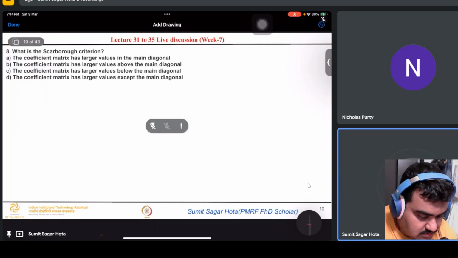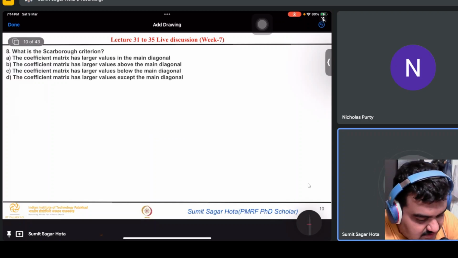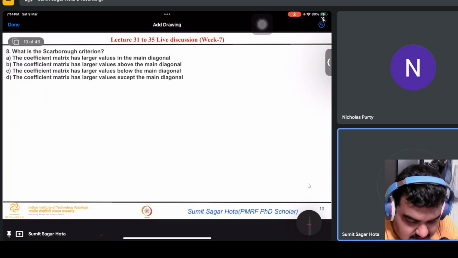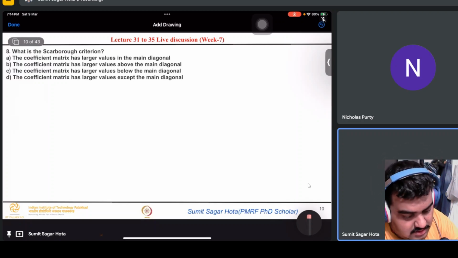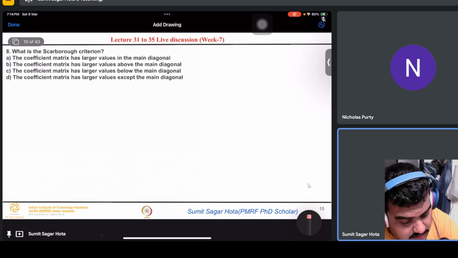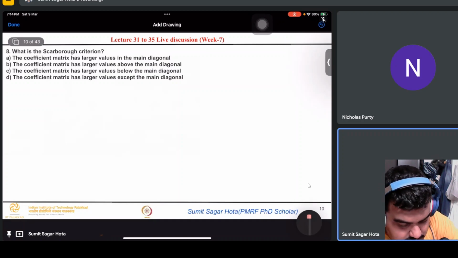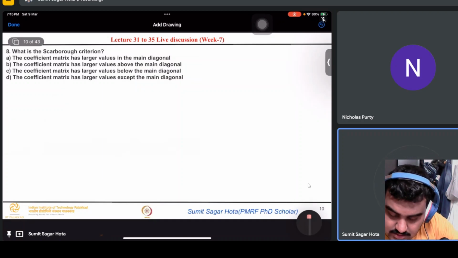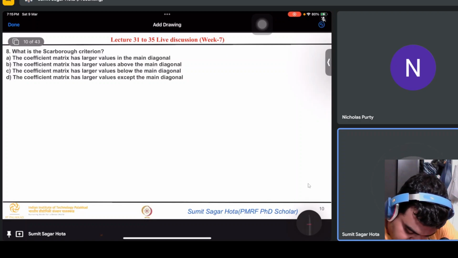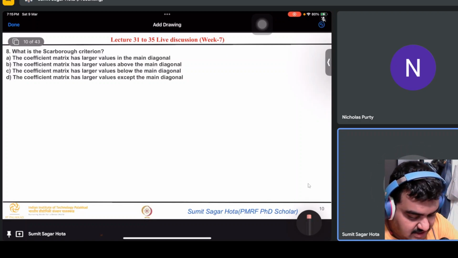Okay. So this criterion can be asked in one more way, which we can see now. Especially the option, if you know the criterion.